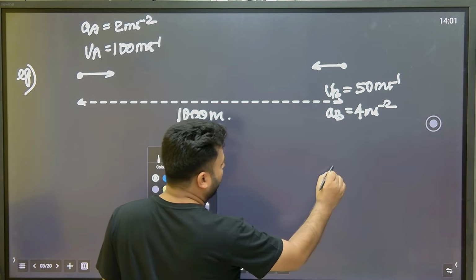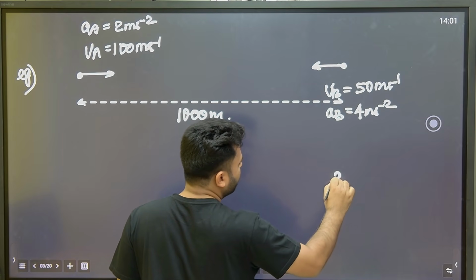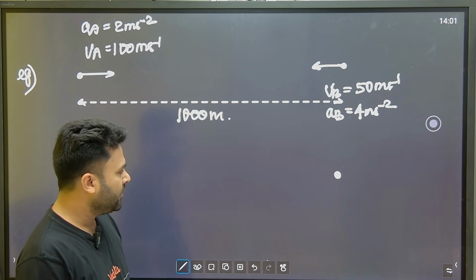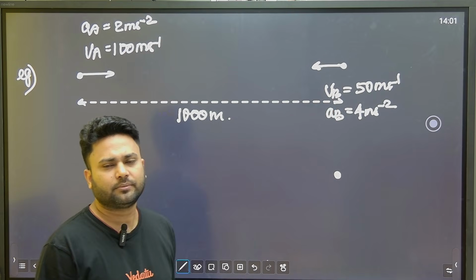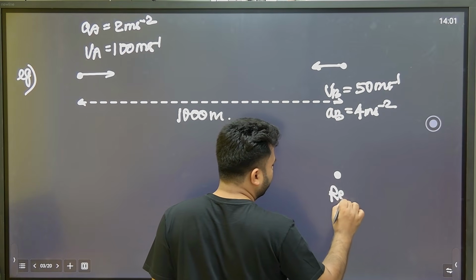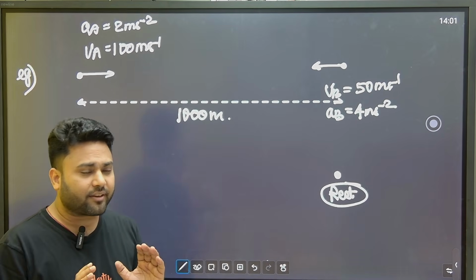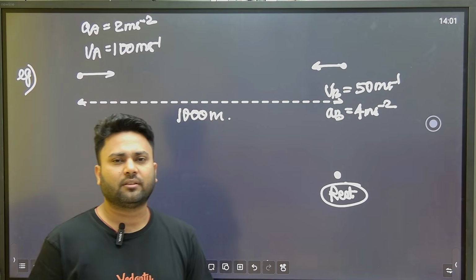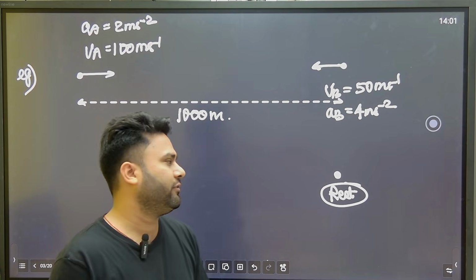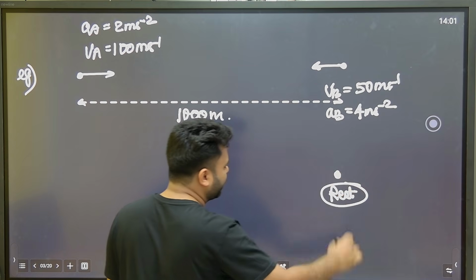What you do? You stop one of the objects. So this object, suppose I stop here. Okay. This object I stop. So now this object, train B, is at rest. Actually in the question it is not at rest. Actually both the trains are moving. See the method how to solve. You make one of the objects at rest. So this train is at rest now.